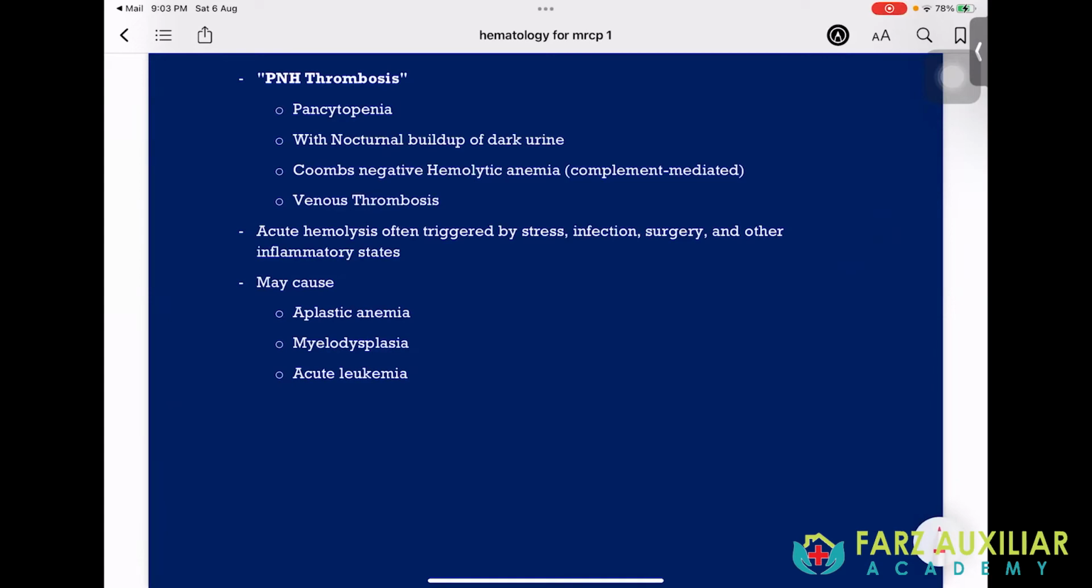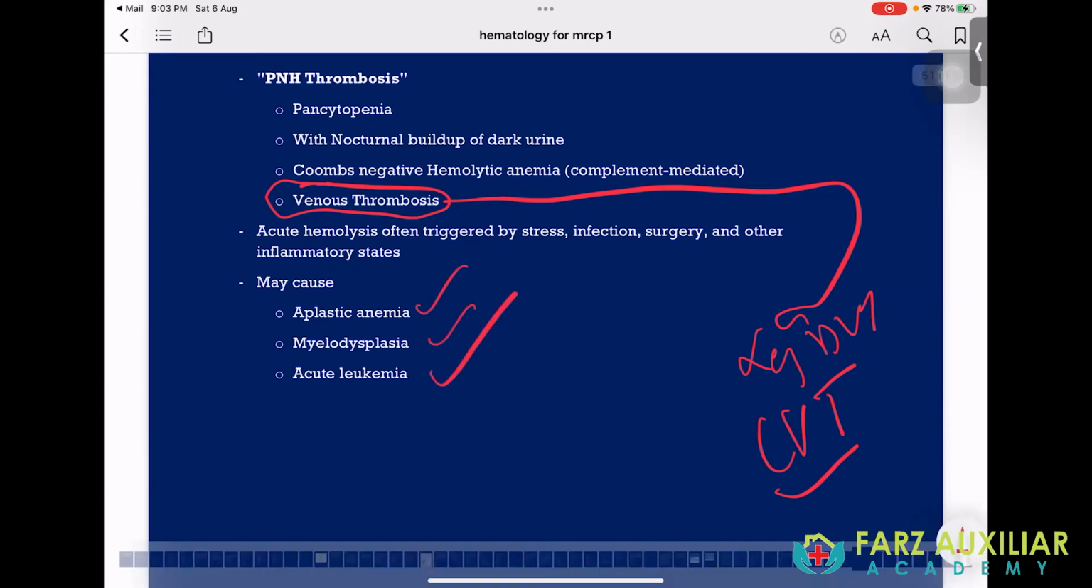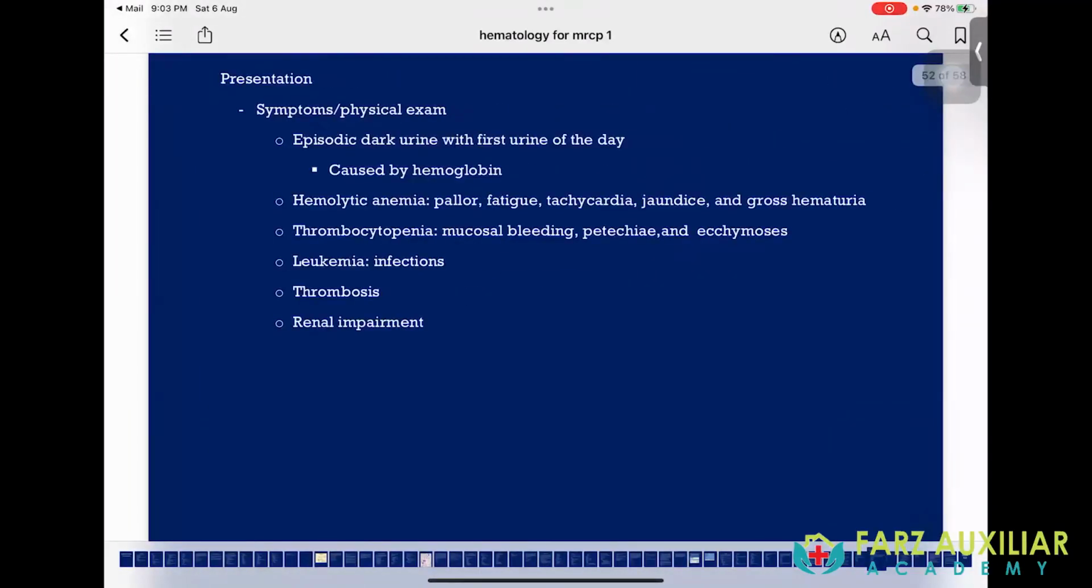They lead to pancytopenia, nocturnal buildup of dark urine, and the hallmark is DVT. So they have venous thrombosis either in the legs leading to DVT, or in the brain leading to CVT or cavernous venous sinus thrombosis. Thrombosis occurs because of the complement mediated clumping of the RBCs before hemolysis occurs, but if hemolysis has finally happened, it will lead to hemolytic anemia and jaundice. It may lead to aplastic anemia, myelodysplasia, acute leukemia, because these are potential candidates to convert into a leukemic picture.